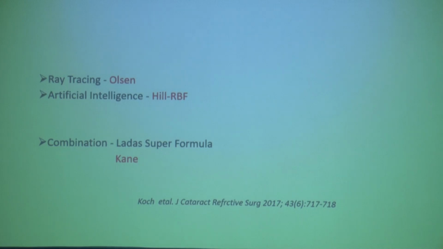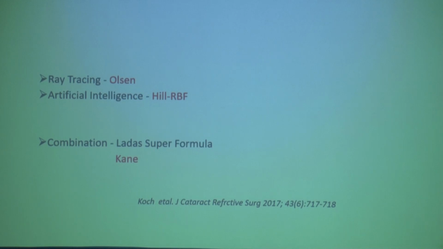Now, the Olsen formula, which is a ray tracing formula, takes into account the entire optical aberrations of the eye, including that of the cornea. It also takes into account the shape of the IOL and the sphericity of its anterior and posterior surface. Now, the Hill RBF formula is an artificial intelligence based formula. It also uses regression analysis of the postoperative refraction of the patient and then uses pattern recognition to arrive at the correct IOL power. The latest version 3, published in December 2020, gives accurate measurement for IOL powers ranging from -5 to +34.